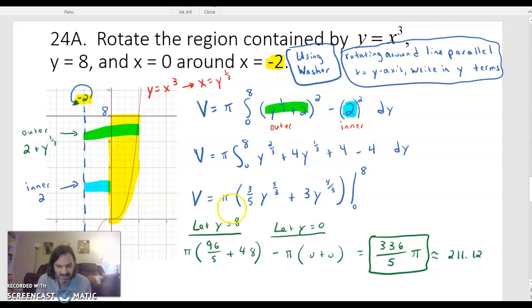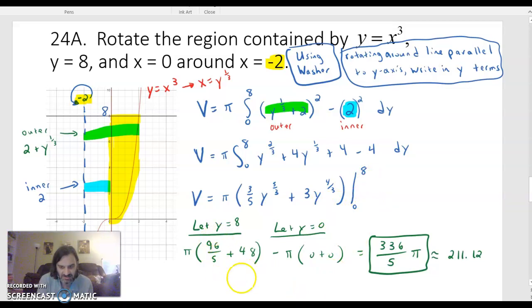Multiply, collect like terms. That gives us pi, and then the integral from 0 to 8 of y to the 2/3 plus 4y to the 1/3 plus 4 minus 4 dy. So 4 minus 4 will go away. That's collecting like terms. After integration, we get pi times the quantity of 3/5 y to the 5/3 plus 3y to the 4/3. Remember, we're going to evaluate that from 0 to 8.